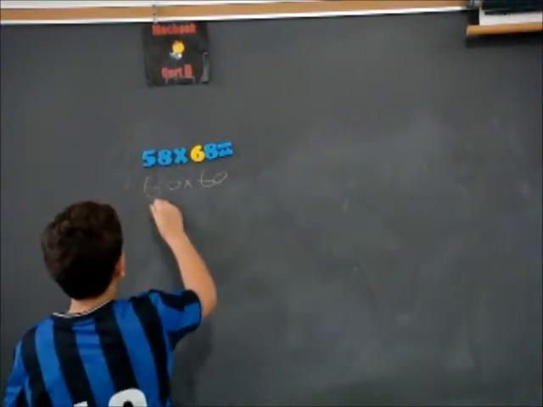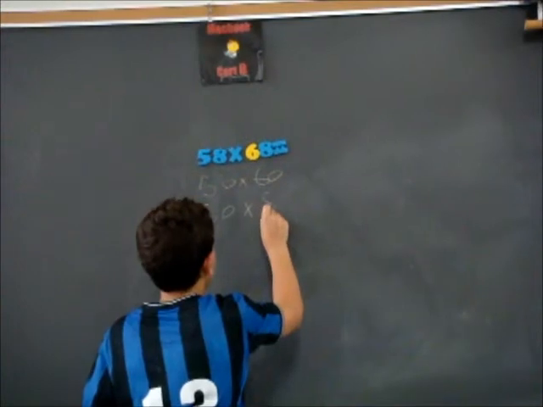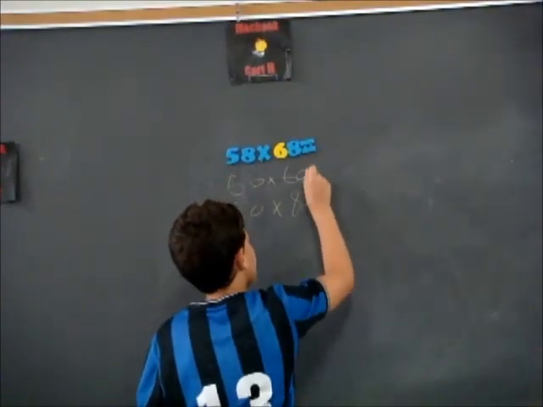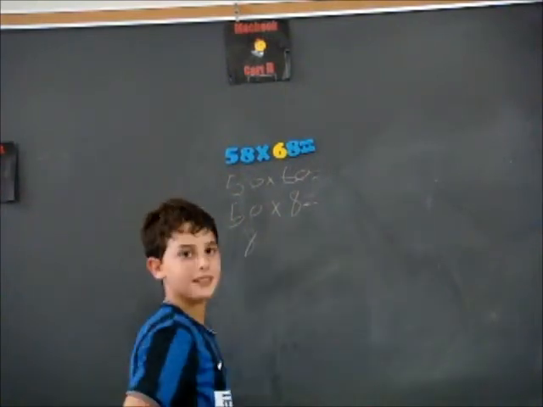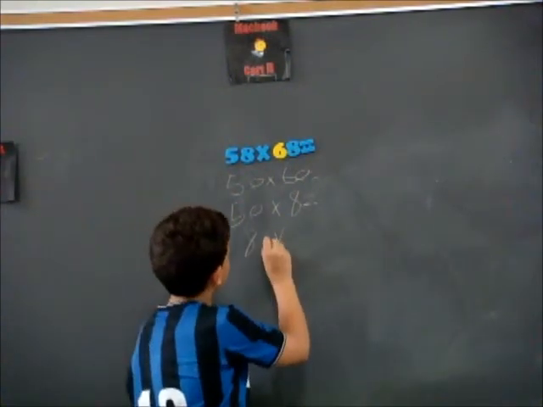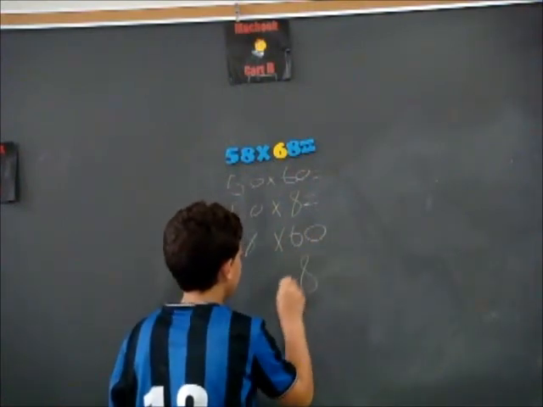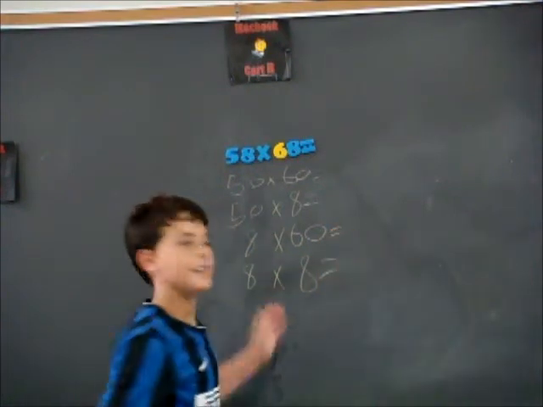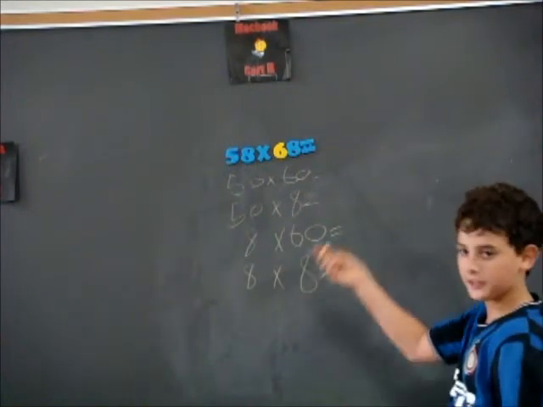And then we do 50 again, but this time we multiply it by 8. And then we're going to equal sign. Mine's just a little longer, so I have to add a little more. Now we do 8 multiply 60. And then we do 8 multiply 8.